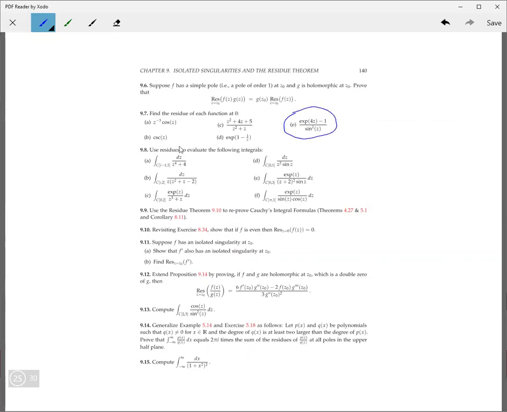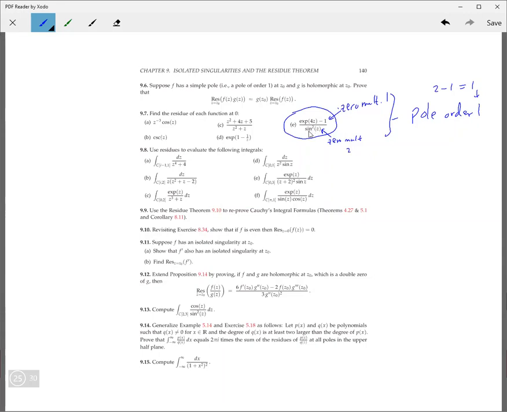Okay, 7e. So find the residue of each function at 0. If you put a 0 in, you get a 0 in the numerator. A 0 of multiplicity 1 in the numerator. And then down here you get a 0. This is a 0 of multiplicity 2. So that means that what we have here is a pole of order 1, because 2 minus 1 is 1. So that's how I come about that.